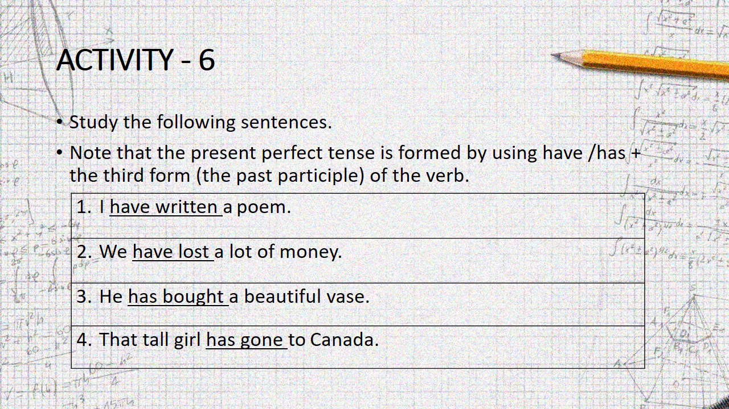I have written a poem. When we use I, we use have. We have lost a lot of money. He has bought a beautiful vase. That girl has gone to Canada. So you can see here when we are talking about I, we, and along with this, when we are talking about you. So I have, you have, we have, and they have. With these pronouns, we use the word have.